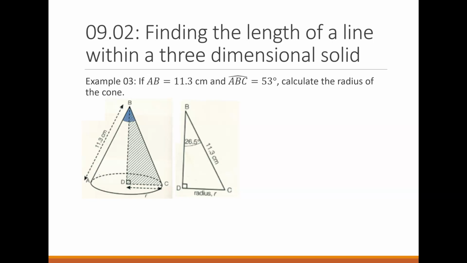How are we going to solve for the side DC then? SOHCAHTOA, great. Which one do I need? Yeah, so I say sine 26.5 equals opposite over hypotenuse, and solve for R, and I get 5.04. What do you guys think? Okay.